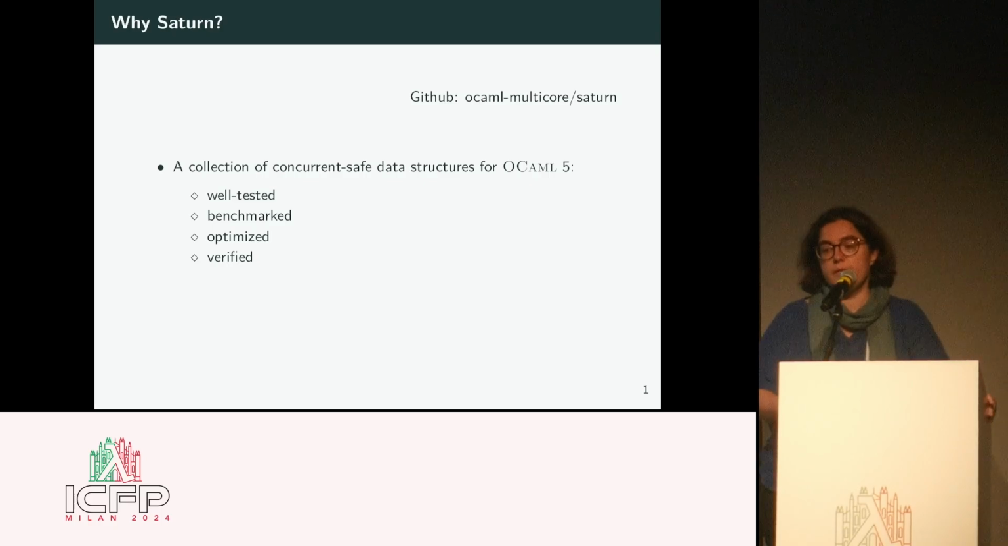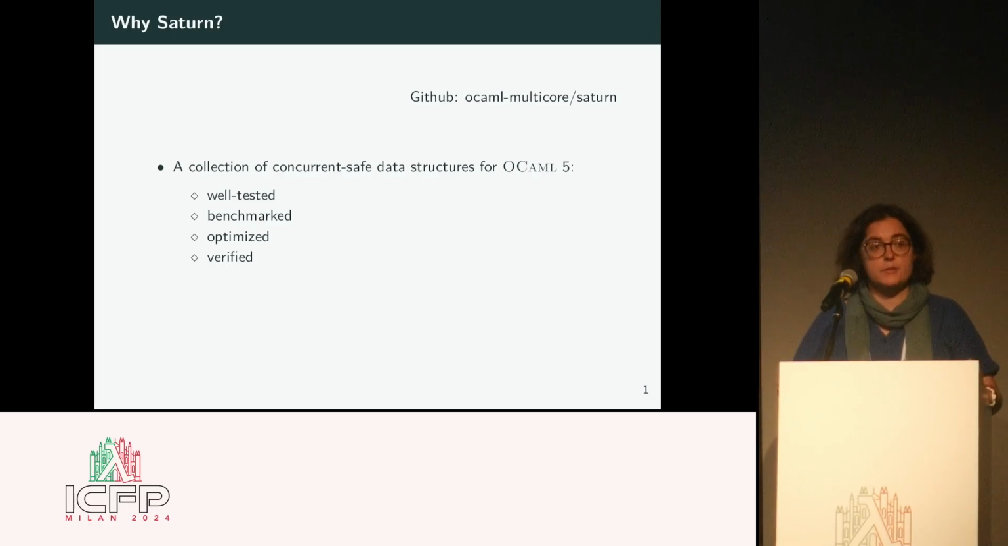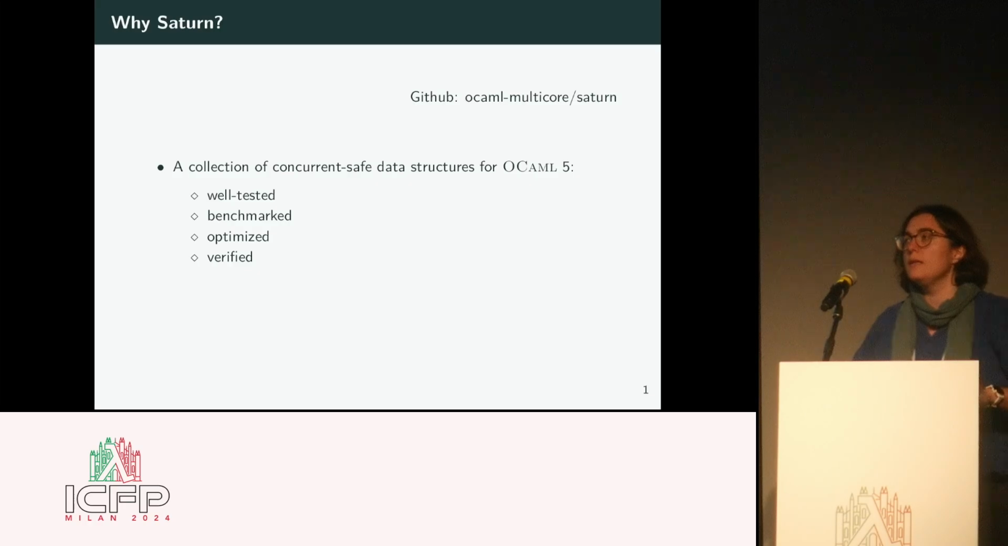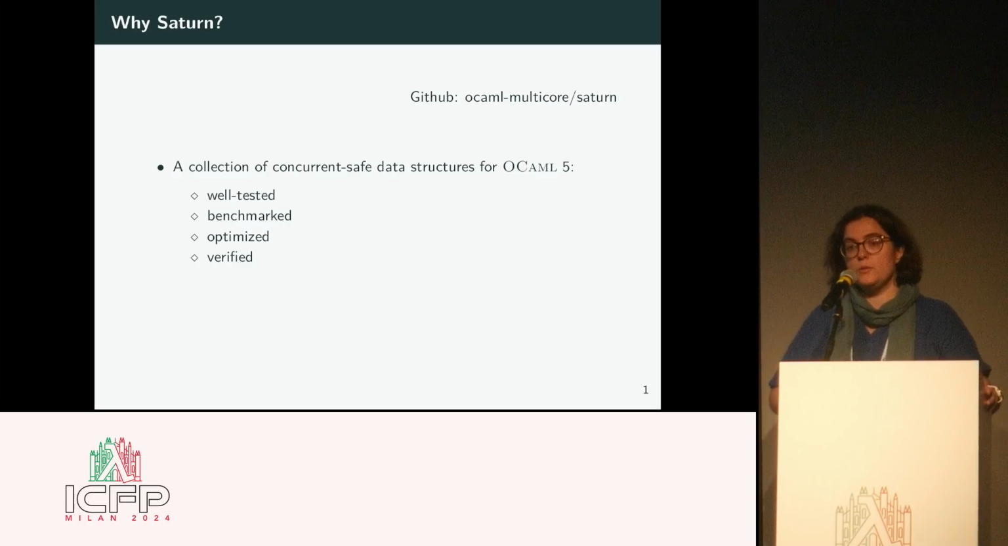Saturn is a collection of concurrent-safe data structures for OCaml 5. With OCaml 5, you have this new type of concurrency, like competitive concurrency, where you can have multiple threads or multiple domains, as we call them in OCaml, working in parallel. And the thing is, implementing a data structure is not easy, right? Writing a hash table is already pretty hard. And when you try to do that in a way that works with multiple domains accessing it in parallel, then it kind of becomes a mess.